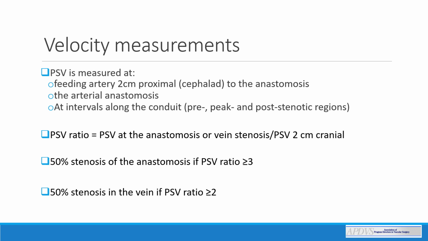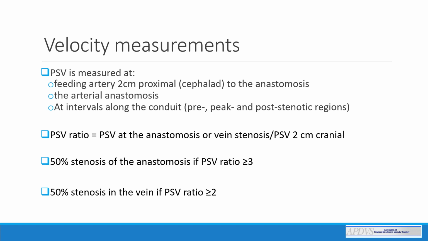To evaluate for presence of stenosis at the anastomosis, peak systolic velocities are measured at the anastomosis and 2 centimeters cephalad to the anastomosis in the feeding artery. A peak systolic velocity ratio is then calculated by dividing the peak systolic velocity at the anastomosis by the peak systolic velocity obtained 2 centimeters cranial to the anastomosis. A peak systolic velocity ratio equal to or greater than 3 corresponds to 50% stenosis at the anastomosis.